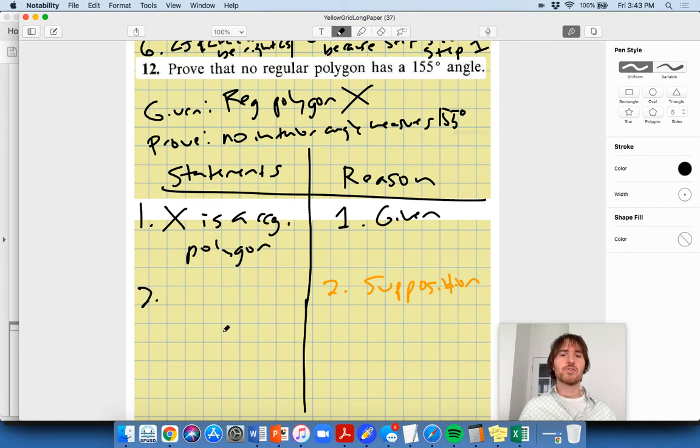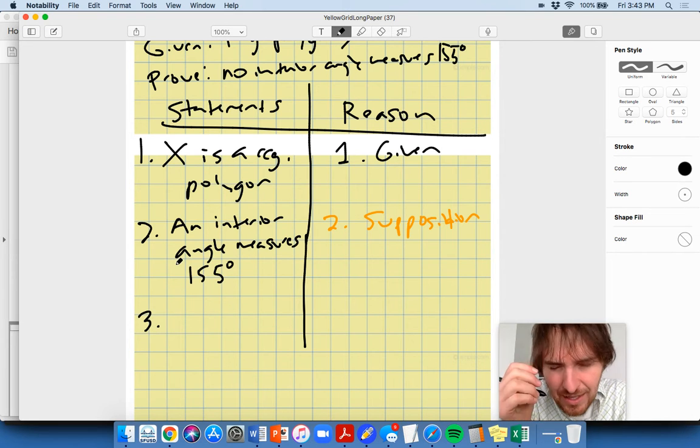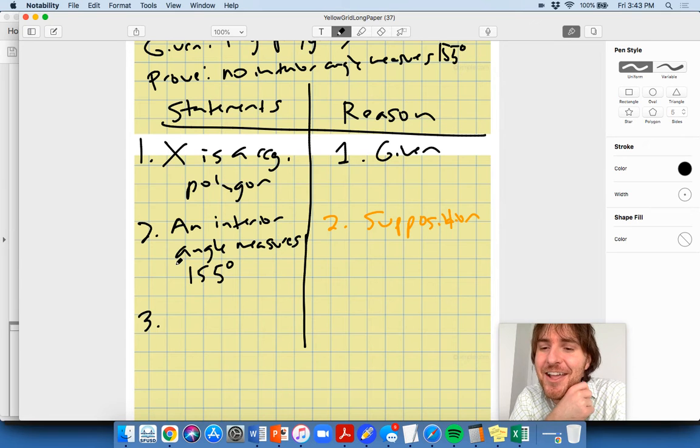Okay, so what we're going to assume is that an interior angle, if it's a regular polygon, measures 155 degrees. So then your question is, how am I to get something to contradict a known fact or something obvious here? Regular polygon. Well, then you might be wondering, how many sides would that polygon have? And what do we need to know about the number of sides here?